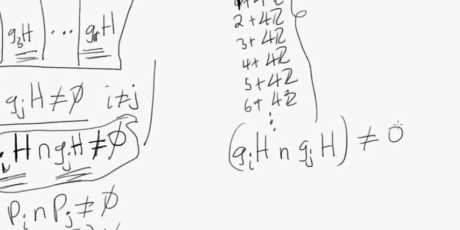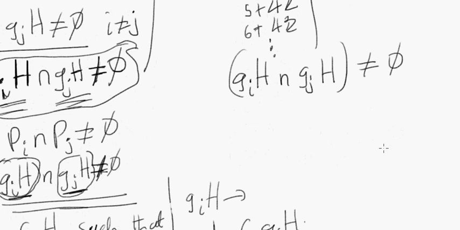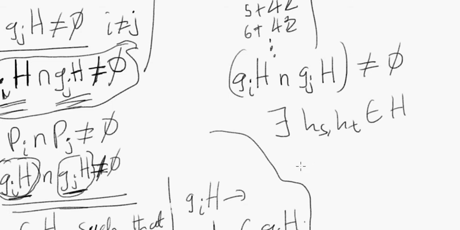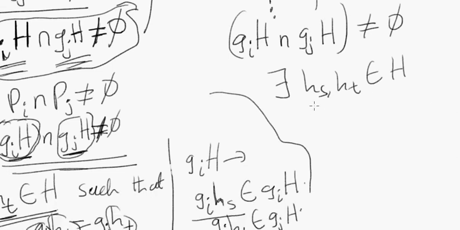And we've said that this means in particular that there exist HS, HT, elements of H, right? HS not necessarily equal to HT. They could be equal, but they don't have to be. There exist HS, HT elements of H such that GIHS equals GJHT. But if this is true, well, I mean, there's nothing stopping us.